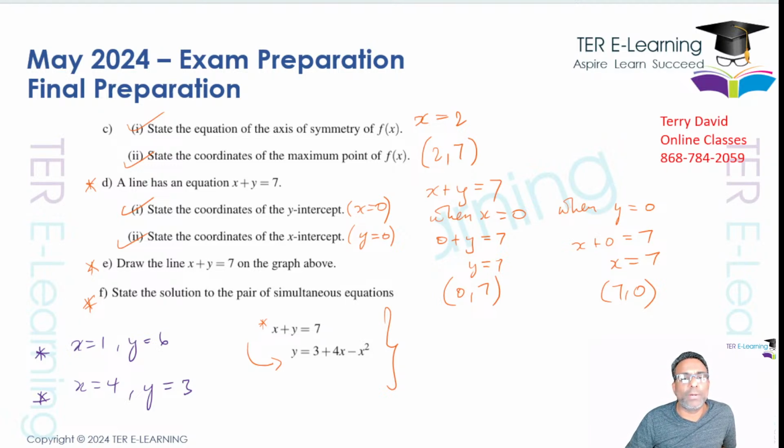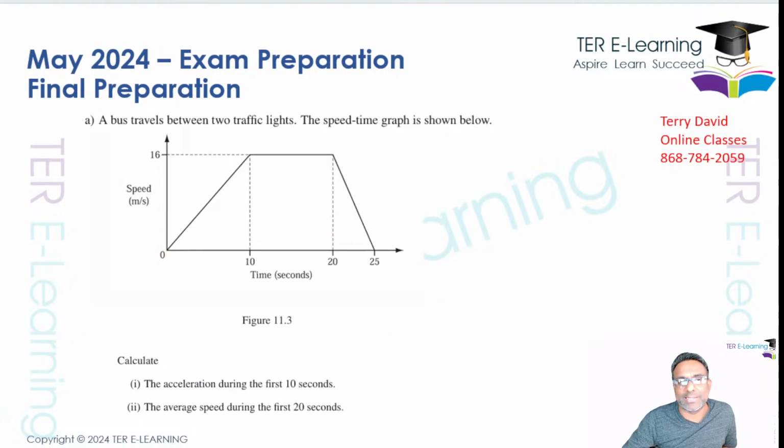Right? So, I've inserted another question here because I have a feeling that we may get a question on velocity time graph tomorrow, right? I feel so. So we have a bus travels between 2 traffic lights and the speed time graph is shown below. Calculate the acceleration in the first 10 seconds.